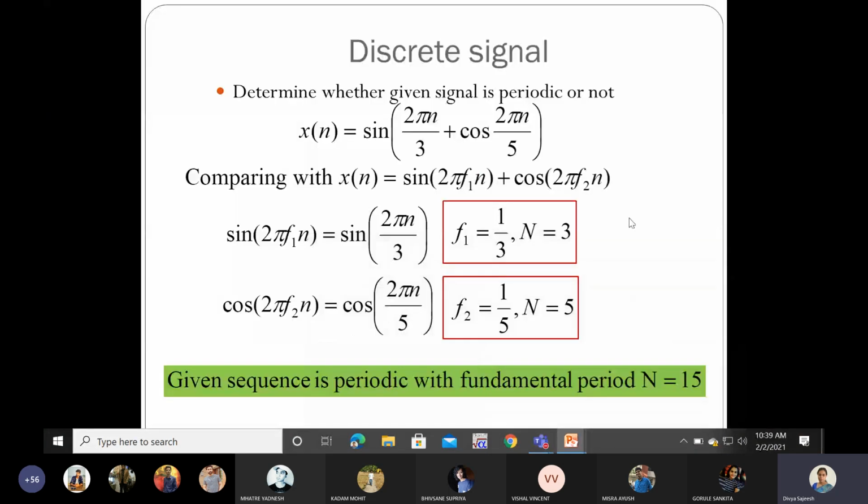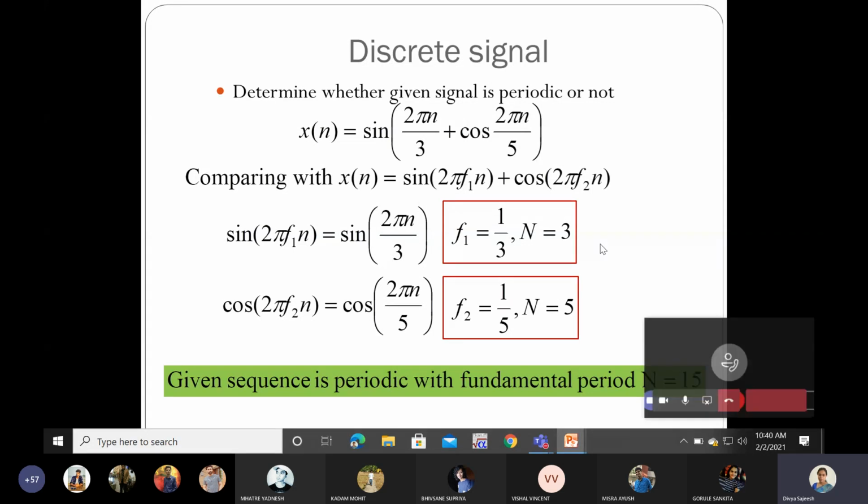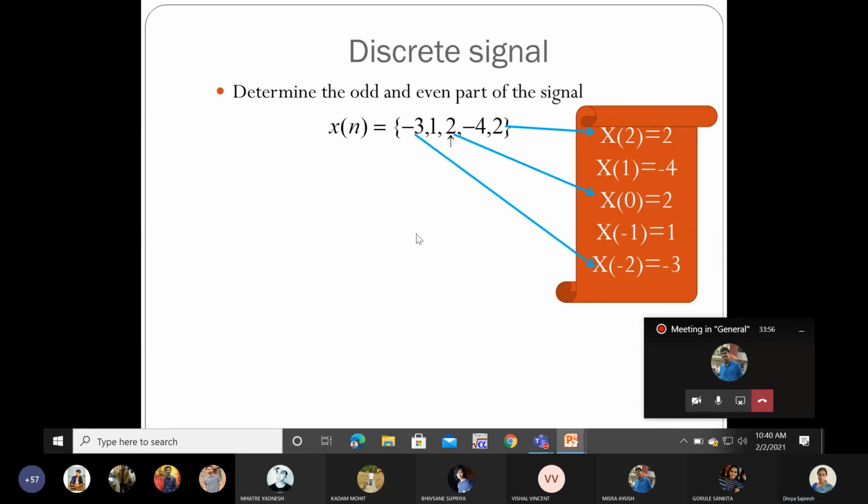Okay, I hope you understood this. Individually find the fundamental period, get the ratio of that, and check whether the ratio is an integer. Then if it is periodic, find the fundamental period by taking the LCM of T1 and T2. Now let us go to the next one.